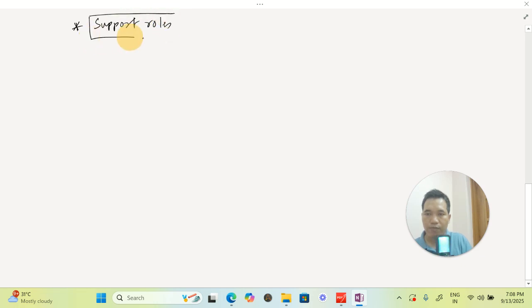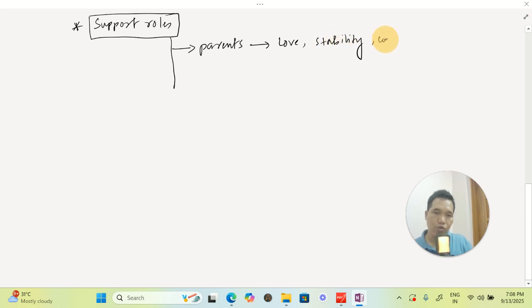Now coming to the next point, I'm covering that entire point. Now the fourth point is your support roles. Here two important points are there. Parents. Parents play a very vital role in support. They have to show love, stability, and good communication. The more you maintain communication, the better it is.